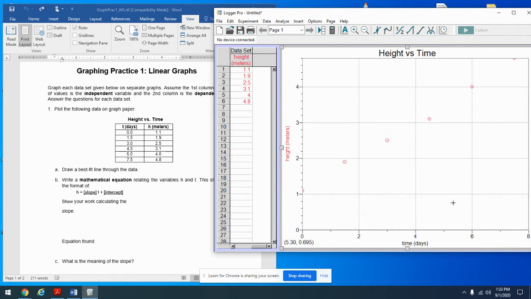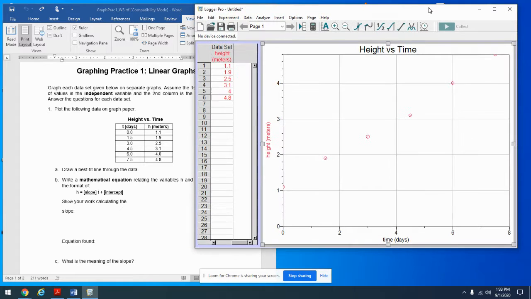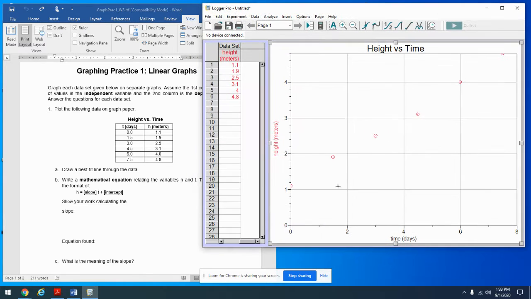That looks nice. If you wanted to save this graph now that you have it, actually maybe you want to get your line of best fit. So here, draw best fit line through the data. There it is.